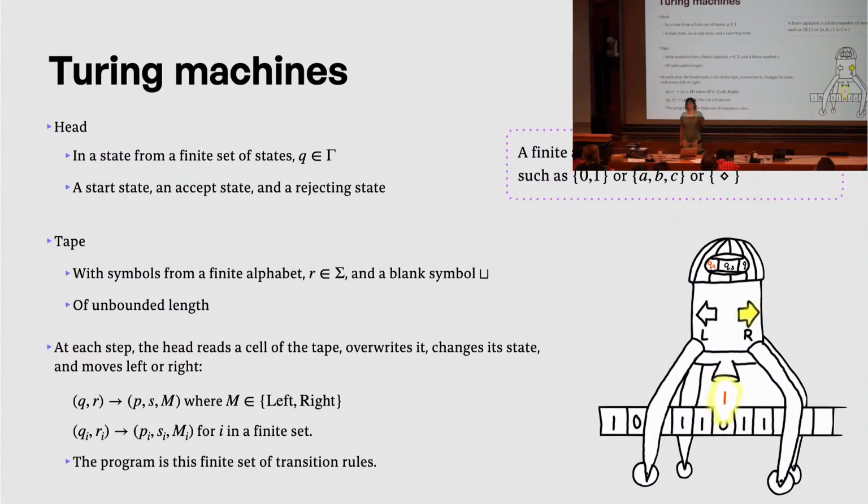Okay? I mean, one also needs to specify on what alphabet it is acting, like the alphabet of the tape. But once that convention is fixed, then the program is what the machine does on that string. So it is this finite set of transition rules.